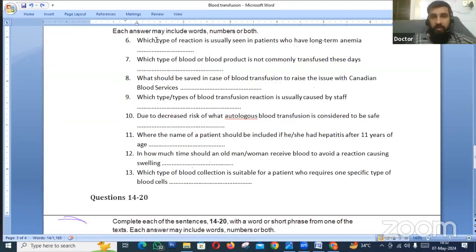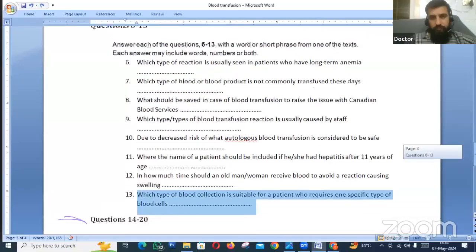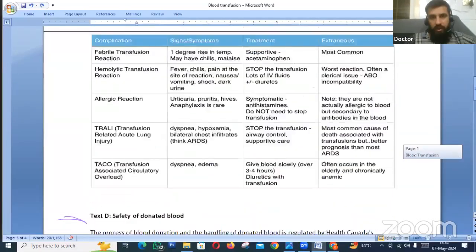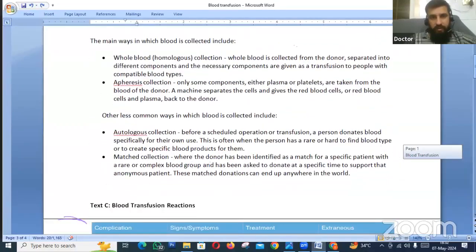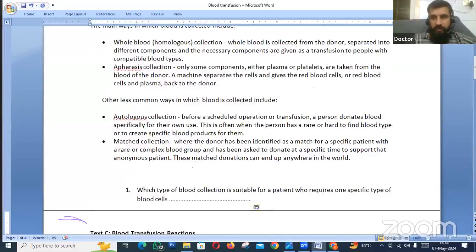Yes, in B. Okay, so now let us read the question. Which type of blood collection is suitable for a patient who requires one specific type of blood cells? Now there are 4 or 5 types of blood collection. You will find the one in which the patient requires one specific type of blood cells. I will show you the text and at the same time the question also. Try to find the answer, please.